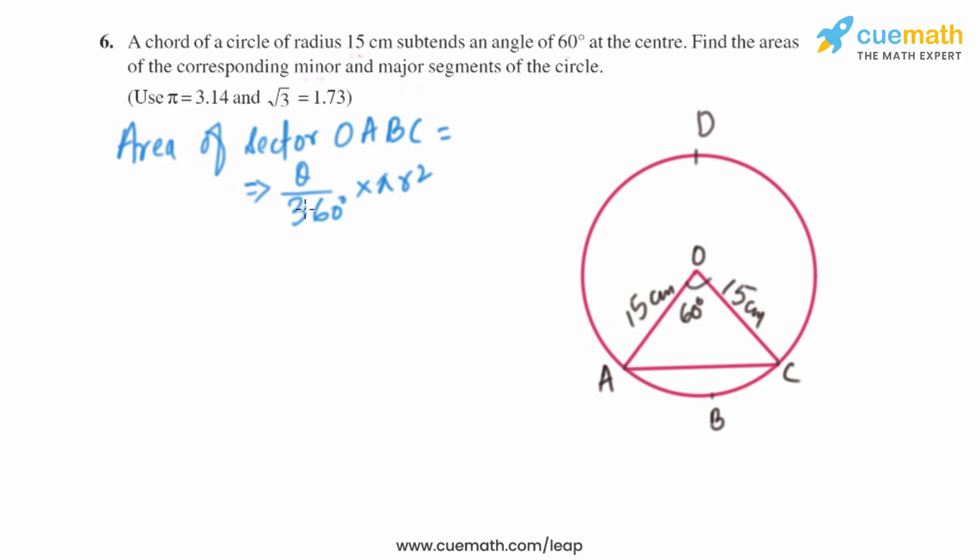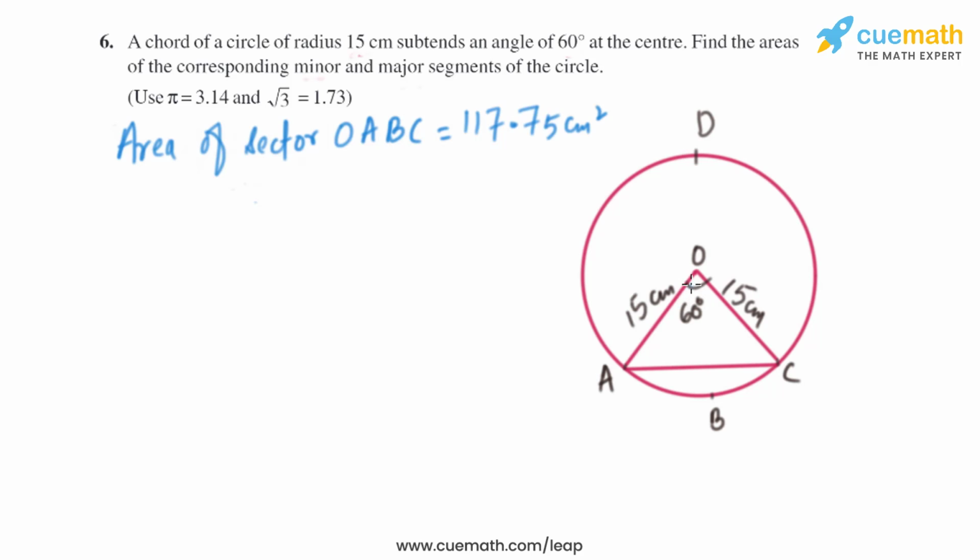So we know the formula to find the area of a sector, that is theta divided by 360 degrees multiplied by pi r squared. The value of theta is given, that is 60 degrees. So it will be 60 degrees divided by 360 degrees multiplied by pi, which is 3.14, and radius 15 squared. On solving this, we'll get the area of sector OABC equal to 117.75 square centimeter.